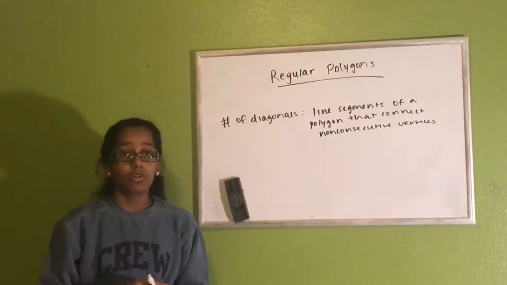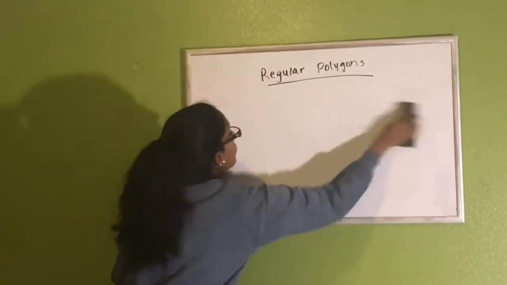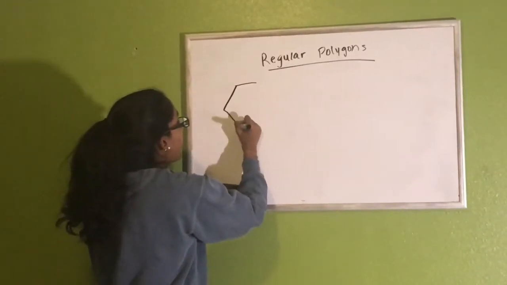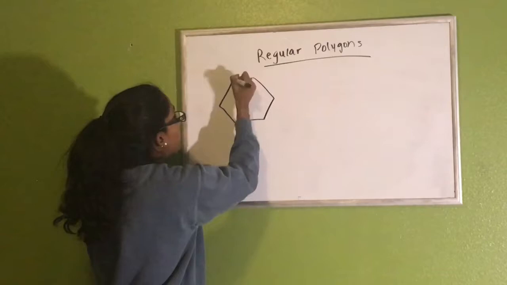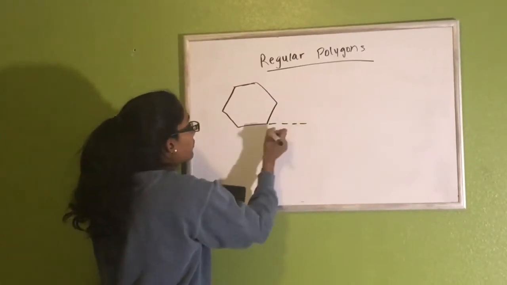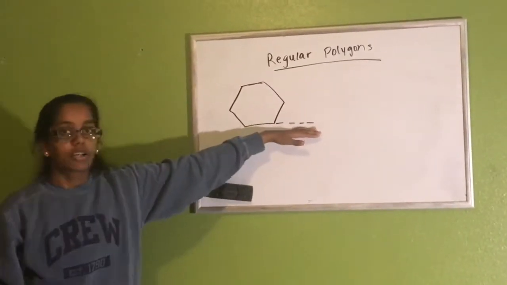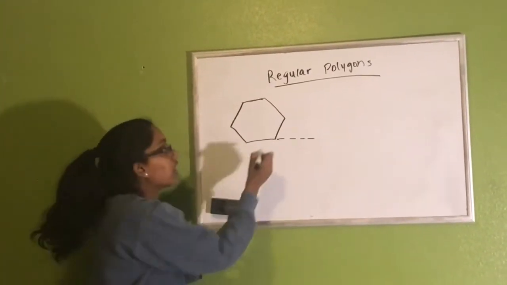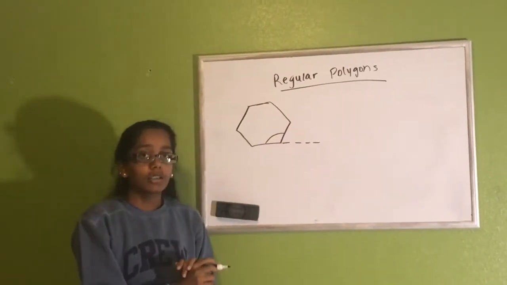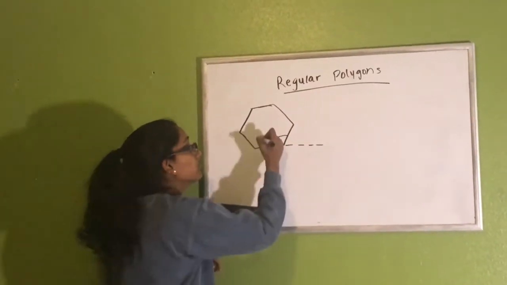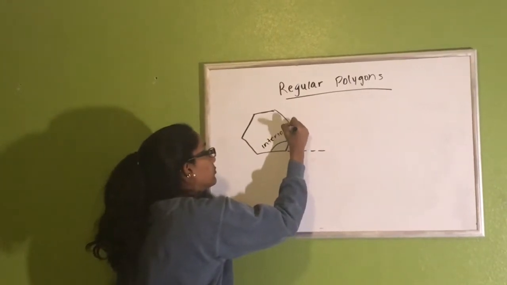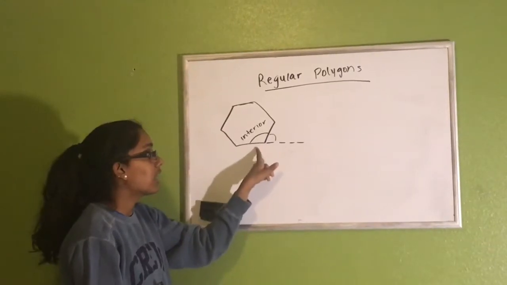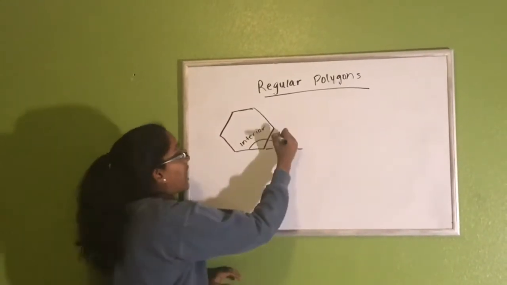Now we're going to move on to angles of regular polygons. Again, I'm going to draw a hexagon. This line does not actually exist. I'm drawing it for a reference, so that way we know what each angle is called. So if the angle is inside the polygon, it's called an interior angle. And if the angle is outside the polygon and it forms a straight line with one of the side lengths, it's called an exterior angle.